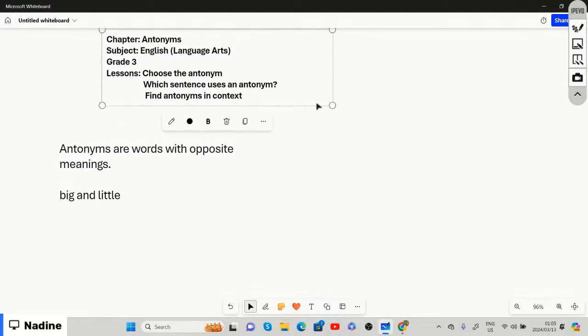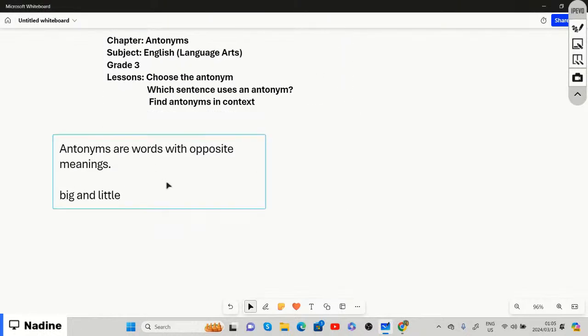Our subject is English, which is language arts, grade 3. The lessons that we will be focusing on today are to choose the antonym, to identify which sentence uses an antonym, and to find antonyms in context. That is going to be our lessons for today. All right, so now we're going straight into it.